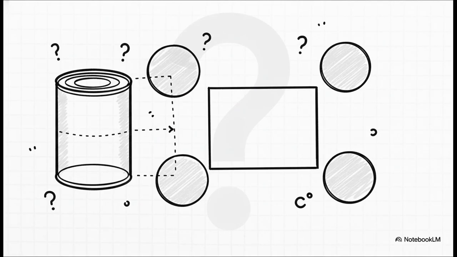And that kind of leaves us with a fun little puzzle to think about. Unfolding a box is one thing, because it's all flat sides. But what about something with curves? What would the blueprint, the net, of a soup can actually look like? Something to chew on.